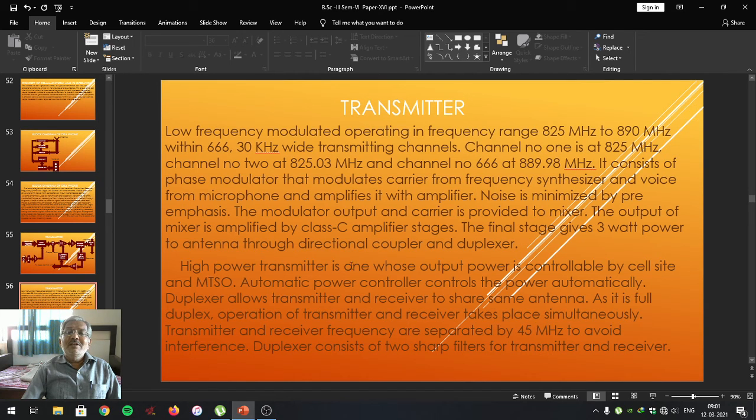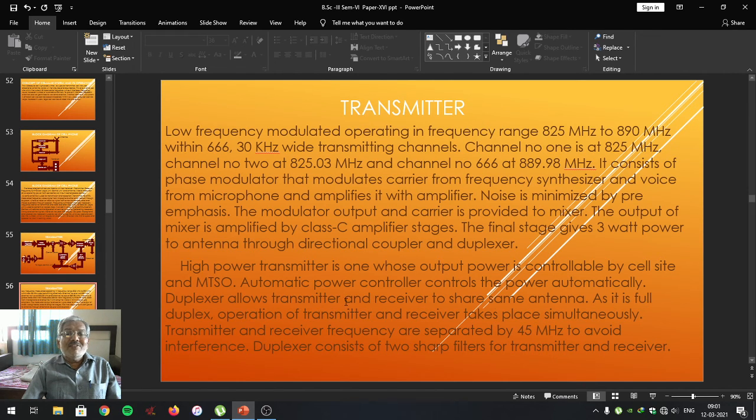A high power transmitter is one whose output power is controllable by the cell site. So that's why that block is represented, that is power detector, amplification and automatic power control. So that is the unit used in the transmitter, which is expected to be controlled automatically by the MTSO in the cell site. The duplexer allows the transmitter and receiver to share the same antenna. So that is also represented.